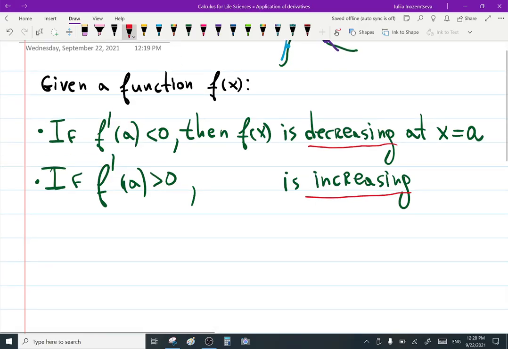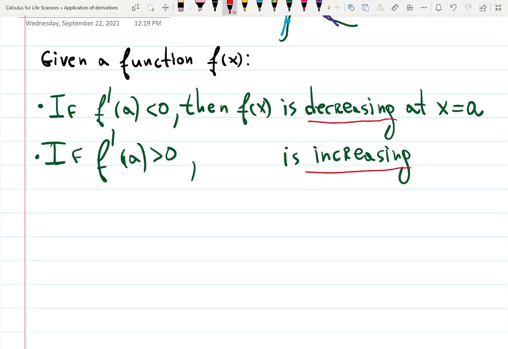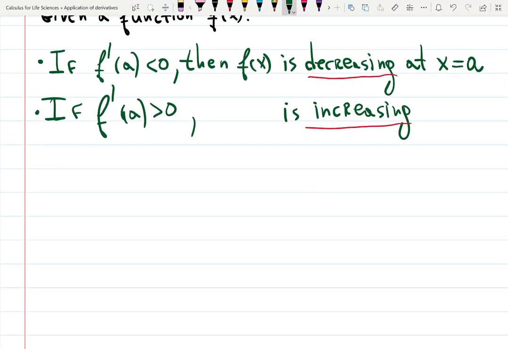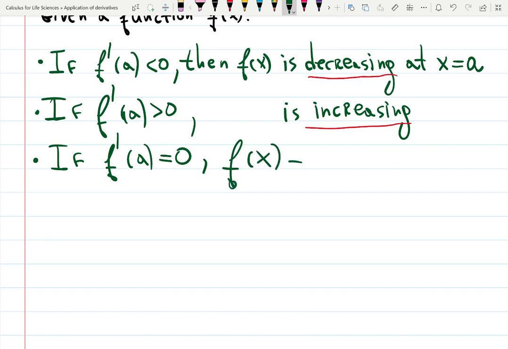Now, in general, at the point or at the interval. But what is happening if it's 0? If the derivative at a is 0, then f of x is neither decreasing nor increasing. That's what I told you. Oh, the floor. How steep is the floor? 0 steep. Or the constant, the derivative of a constant is 0. So f of x is a constant. Makes sense.